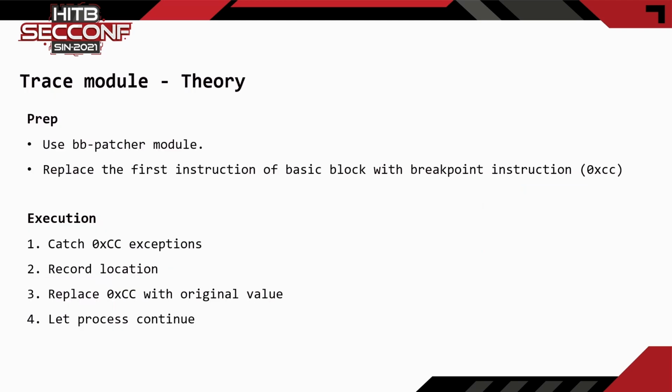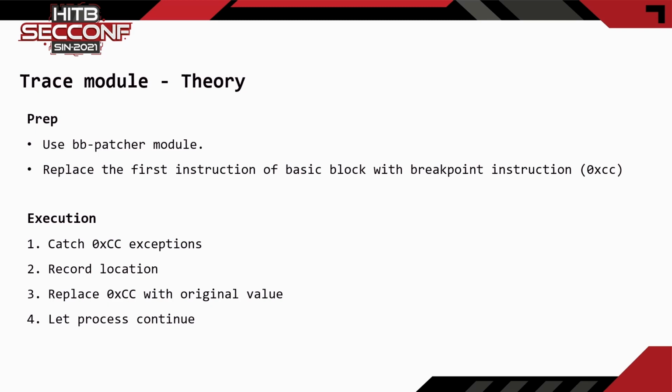Next, I will introduce the implementation of the trace module. I will first introduce the principle of the trace module. Firstly, we use a binary patch to replace the first instruction of each basic block in the executable file with a breakpoint instruction. Then, we use the trace module to start the program. The trace module will process the breakpoint event and record the PC register.